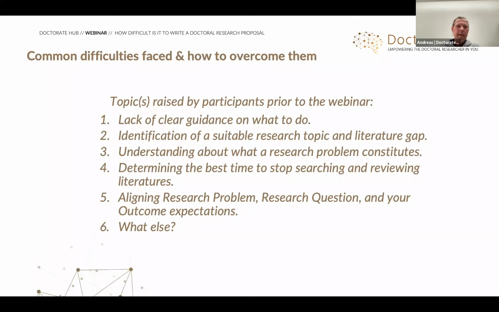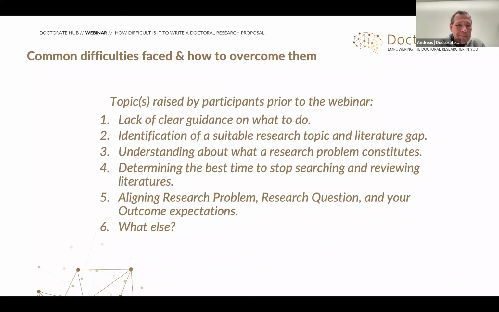And basically what we have been receiving were topics alongside five challenge areas, which start out with a lack of clear guidance on what actually to do, which is by the end not a surprising thing, but we might want to look into what is it exactly that is lacking here in the guidance. Then the identification of a suitable research topic and literature gap, both of those came in as being a frequent struggle. So how do I understand what is a gap in the literature? And how do I come from there to a suitable research topic?